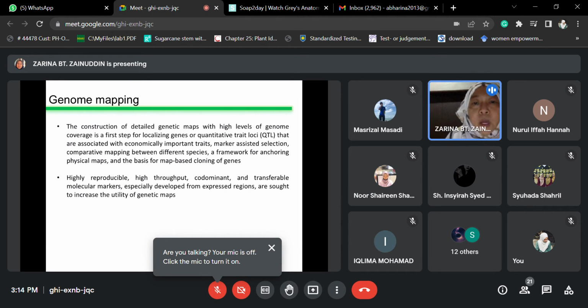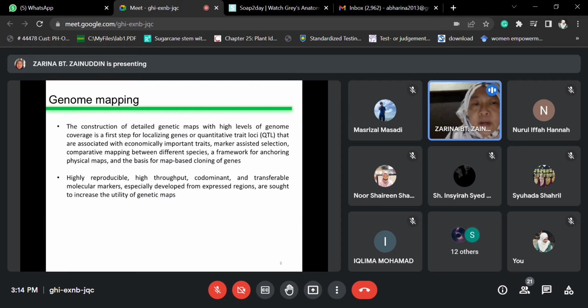So when we want to do genetic mapping, we use molecular markers. The important characteristics of molecular markers are that they should be highly reproducible, high throughput, co-dominant and transferable. So these are the characteristics of markers that we want.